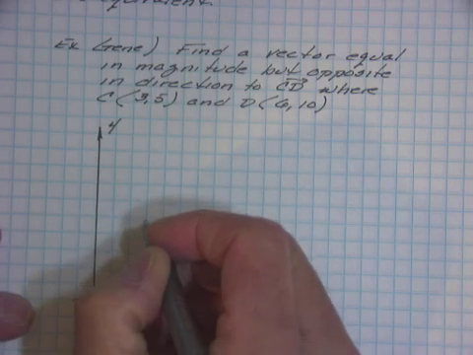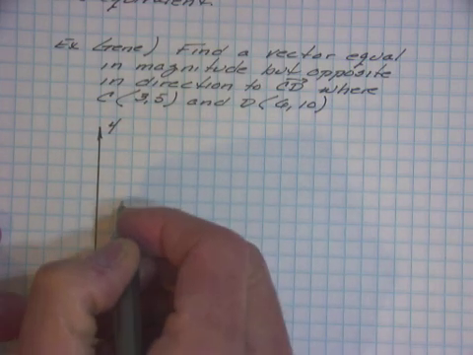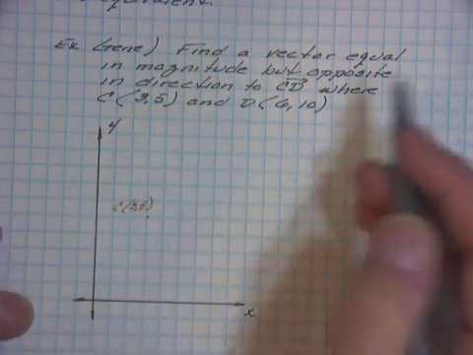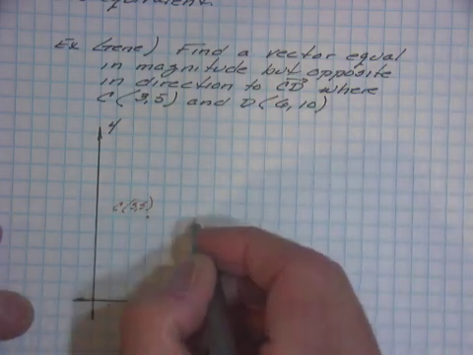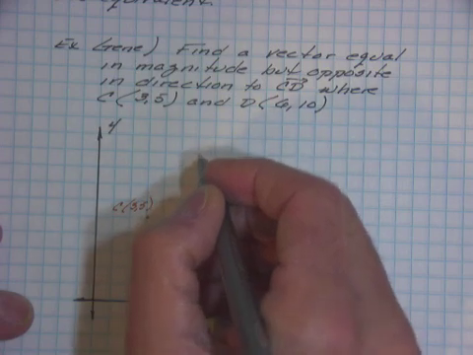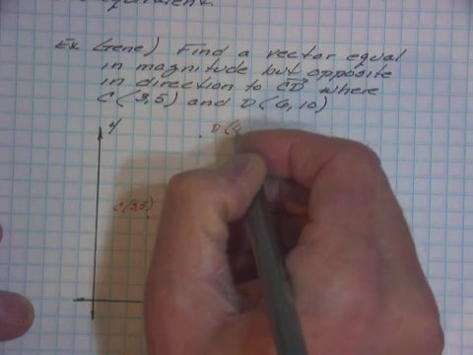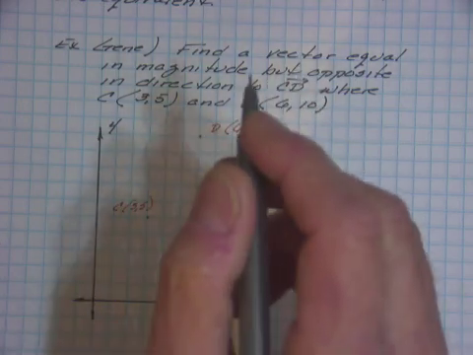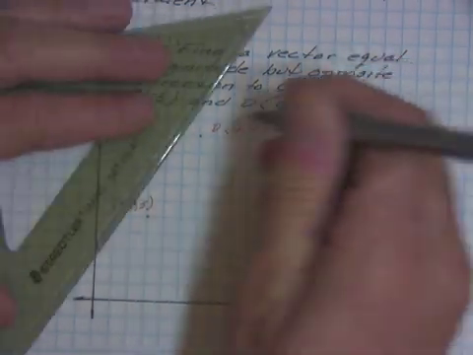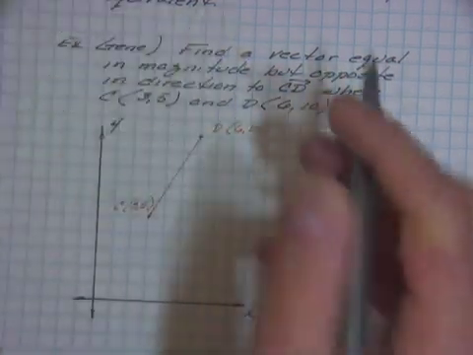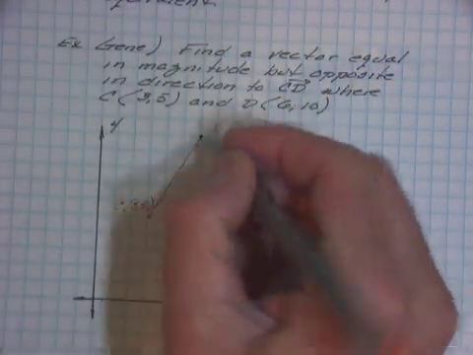So let's put that up. Point C is at 3, 5. There's point C at 3, 5. And D is at 6, 10. Okay, so there's D at 6, 10. And I will draw that vector.